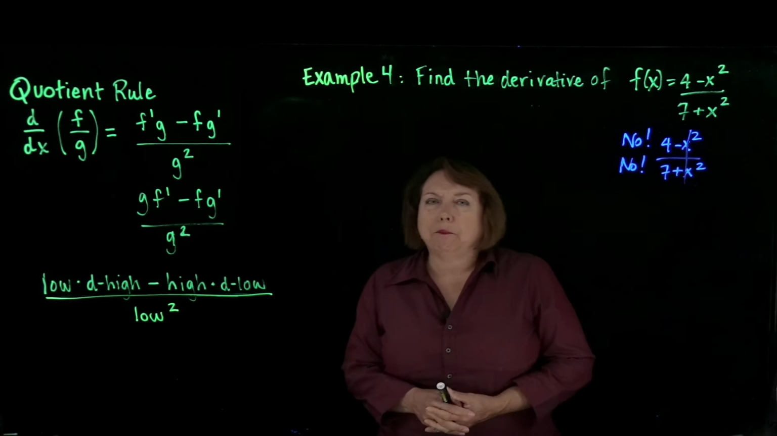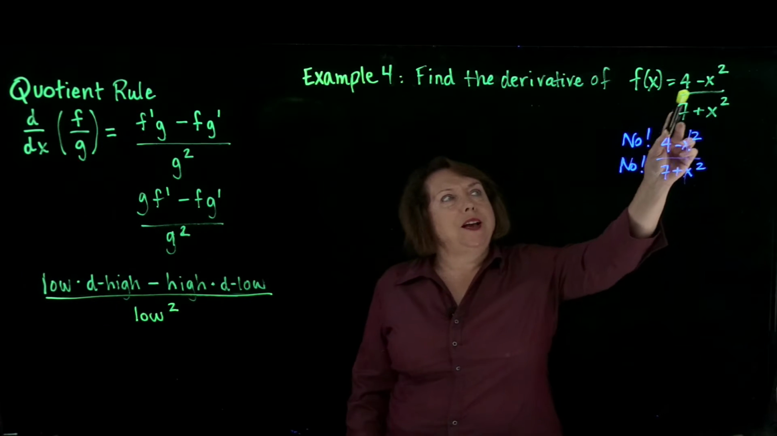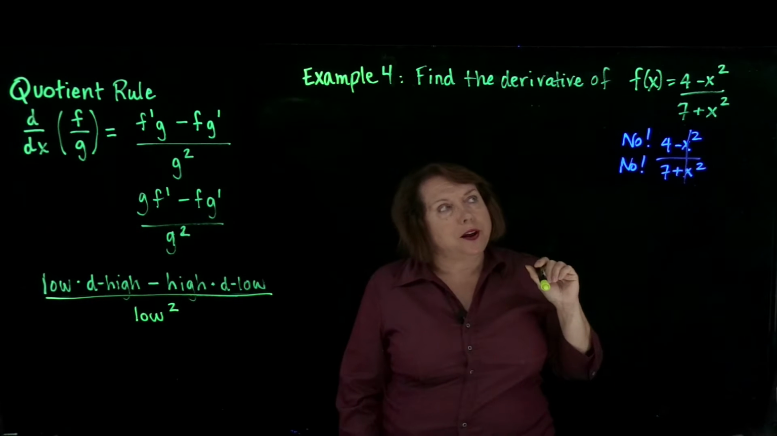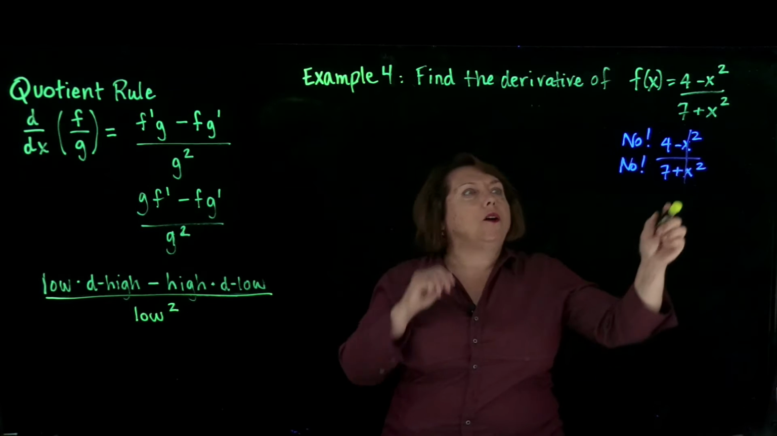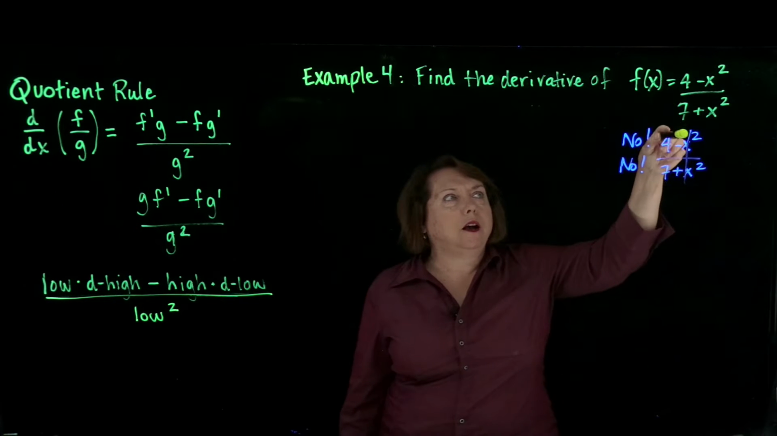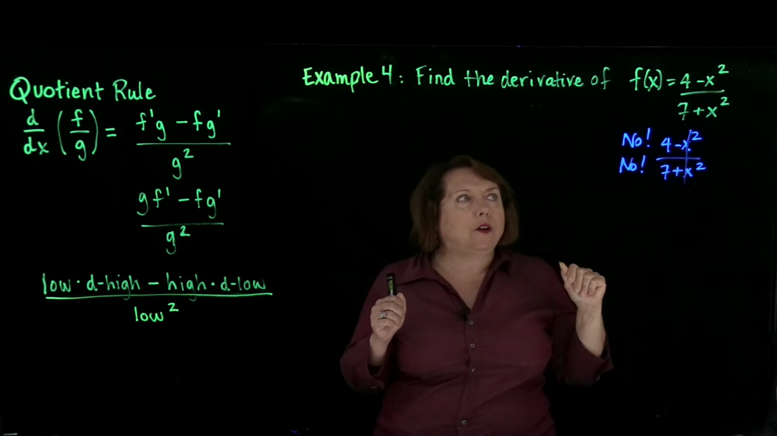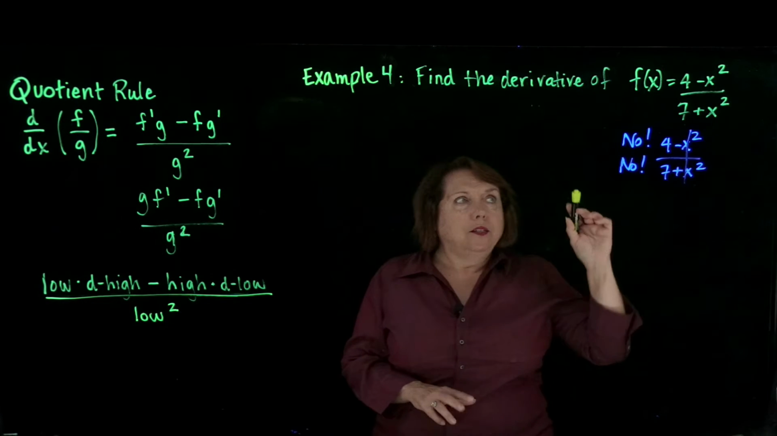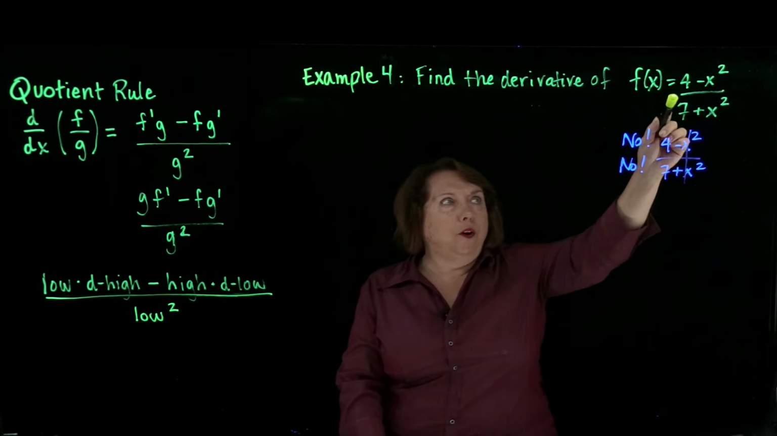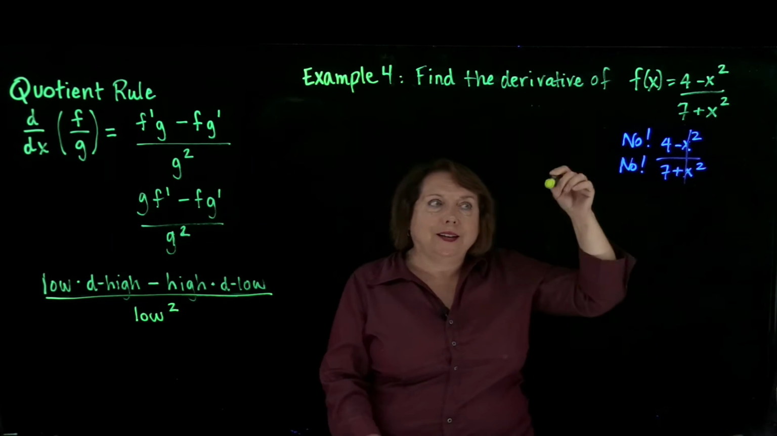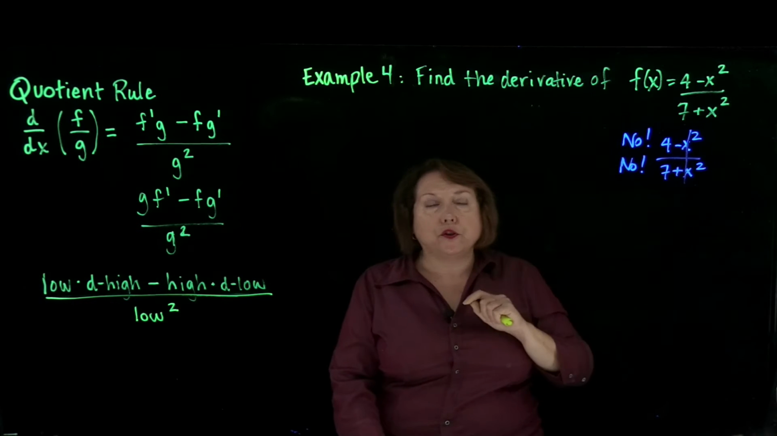Let's do another example of using the quotient rule. So we want to find the derivative of f of x equals (4 minus x squared) divided by (7 plus x squared). Now, just a reminder, we cannot remove, or as you would probably say, cancel out those x squared terms. The only time we can remove factors from the numerator and the denominator here is if we are able to factor them out from both terms.